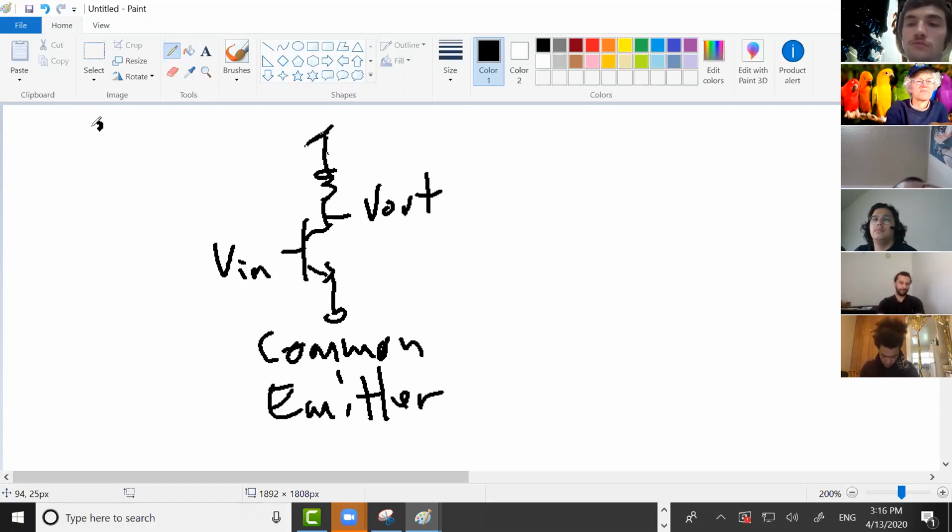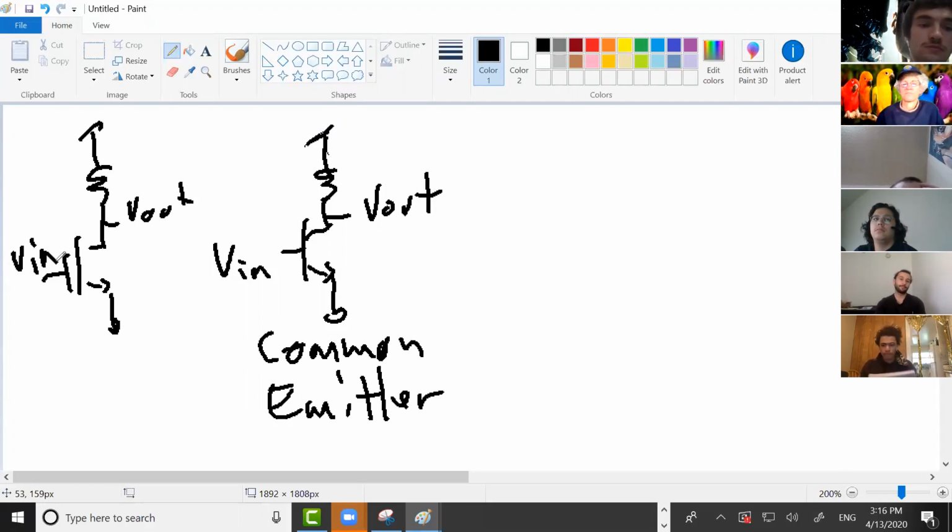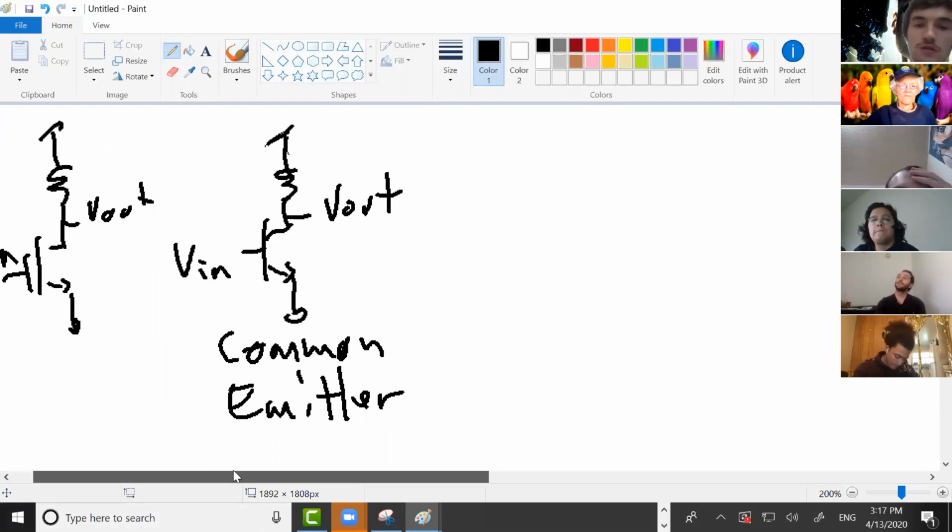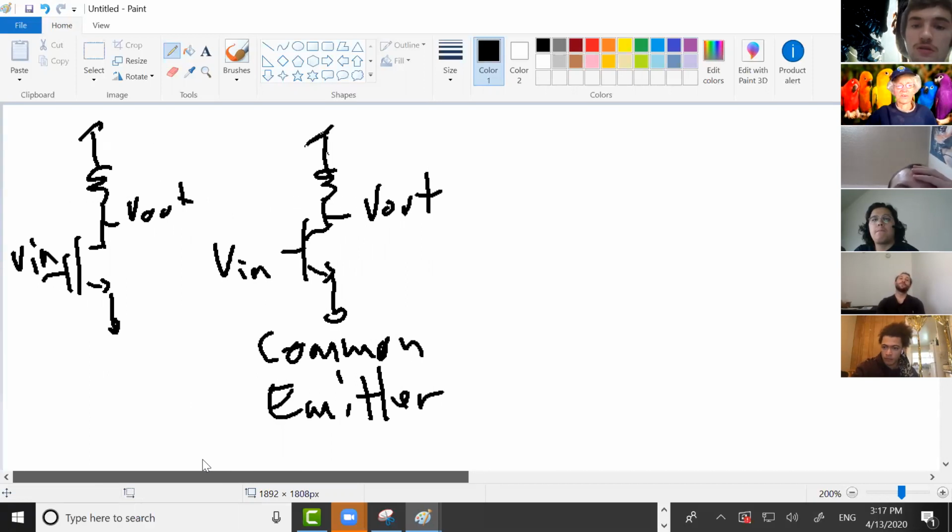We haven't got to MOSFETs yet, but what would this circuit be? Common source. Common source, exactly. And these are both the most commonly used gain stage. So let's look at the common emitter.